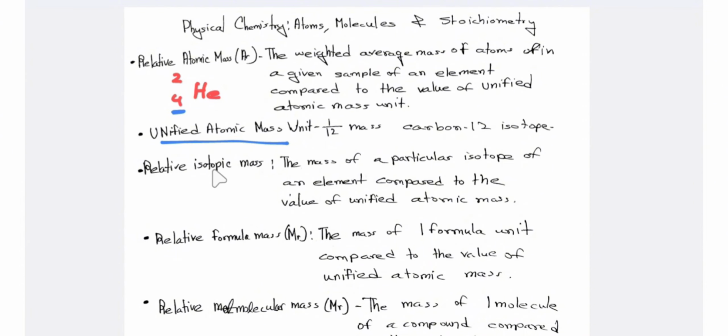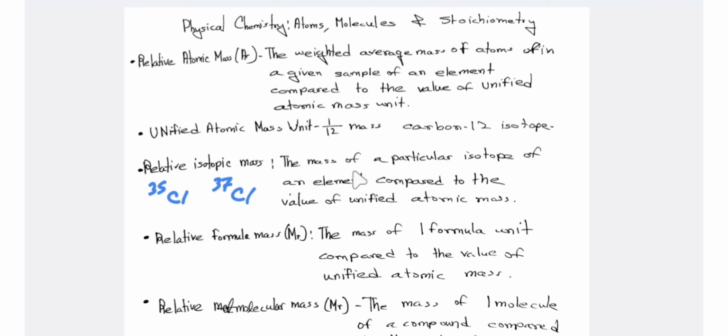Then relative isotopic mass. Relative isotopic mass is the mass of a particular isotope of an element compared to the value of unified atomic mass. For relative isotopic mass, suppose for chlorine, we know that chlorine consists of two isotopes, that is chlorine-35 and chlorine-37.